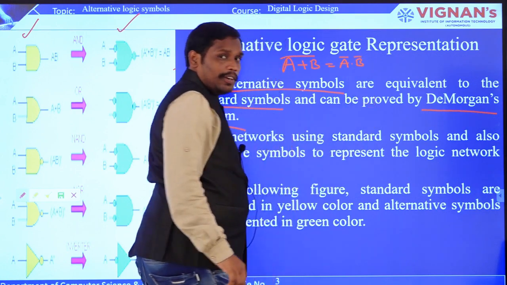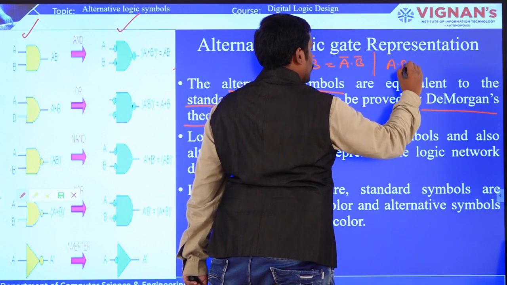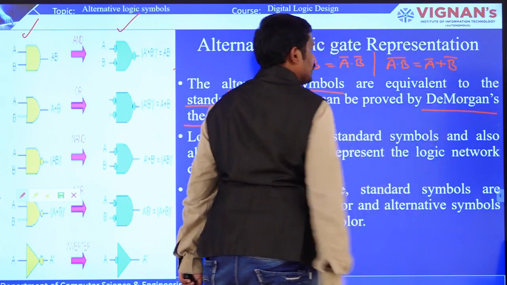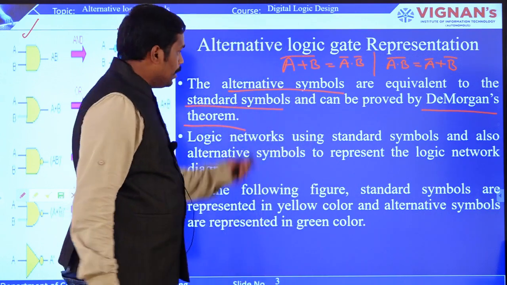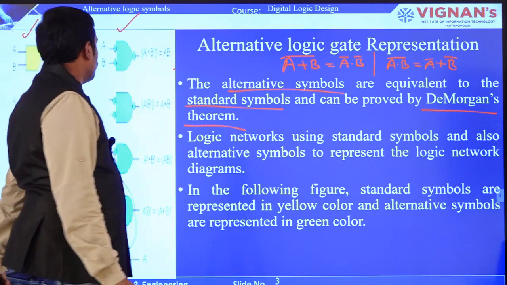This is one of the De Morgan's theorems, and the second one is (A dot B), the whole bar, is A bar plus B bar. This is another De Morgan's theorem. So based on these two, you are going to generate the alternative symbols, right?